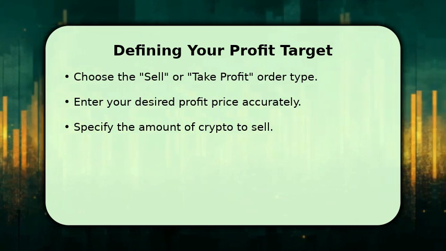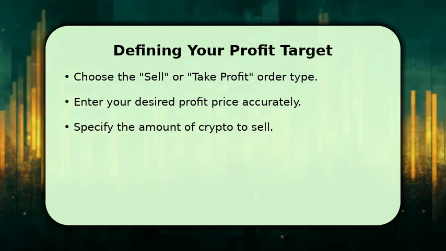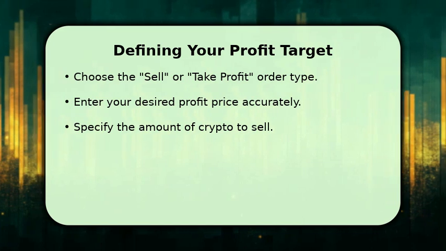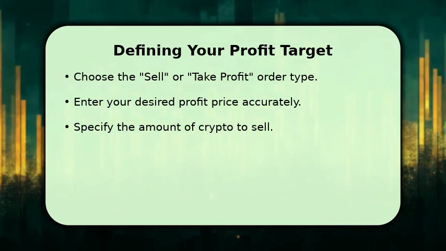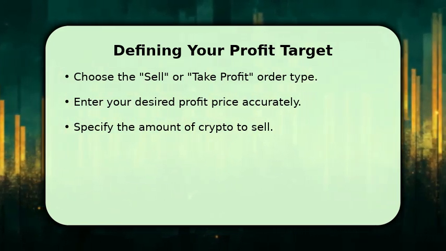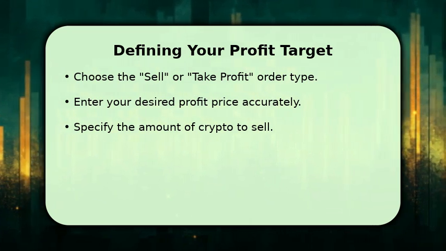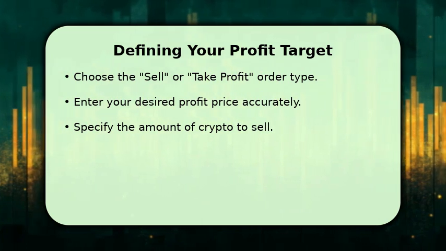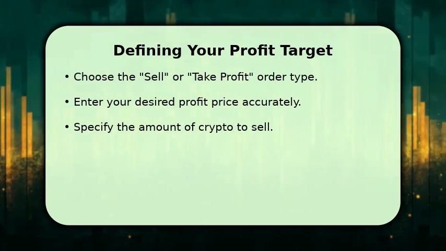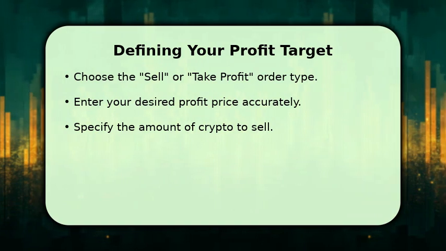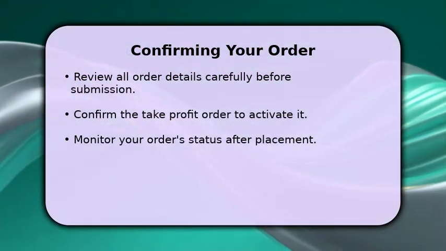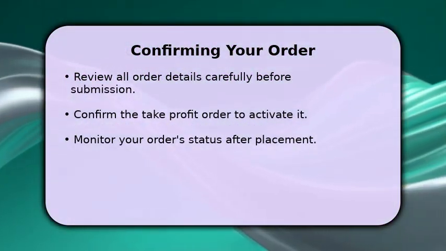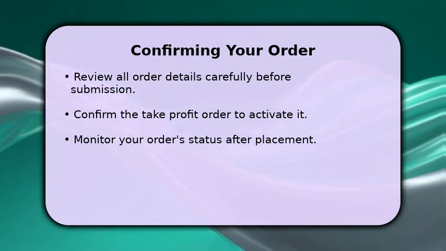You'll then select Limit Sell or Take Profit if available. Enter your desired profit price, for example, $25,000 for 1 Bitcoin. Finally, specify the exact amount of cryptocurrency you want to sell at that target price. Double-check these values carefully. Before finalizing, carefully review all the details of your take profit order.